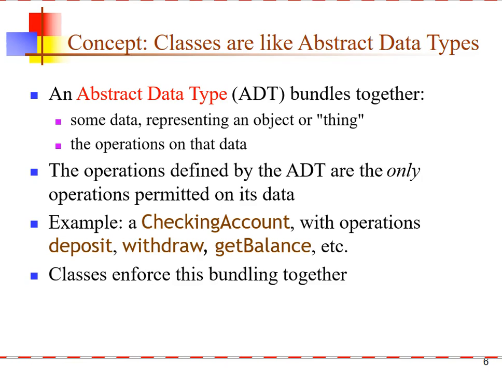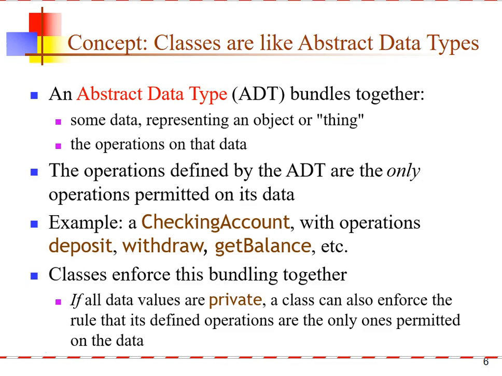Class enforces that bundling. So it's the idea that you have data and you have these methods to work with the data. That's that idea of bundling. If all the data values are private, a class can enforce this rule, and it defines operations are the only ones permitted on the data, meaning you want your instance fields to be private so that you can protect that data. So then you access all of them using getters and setters.